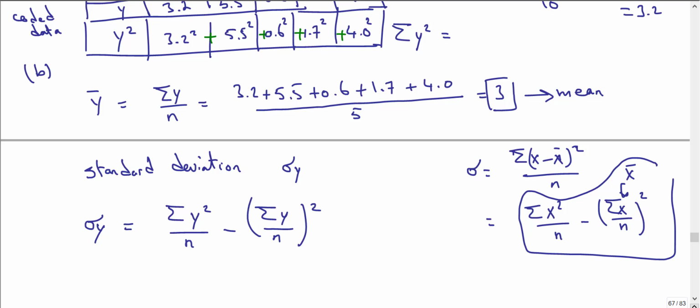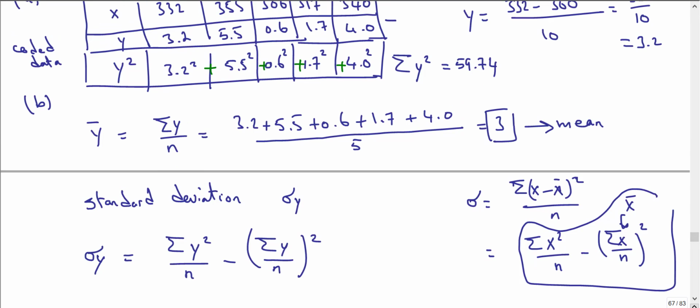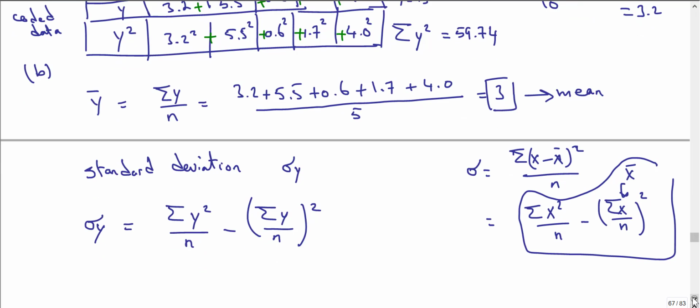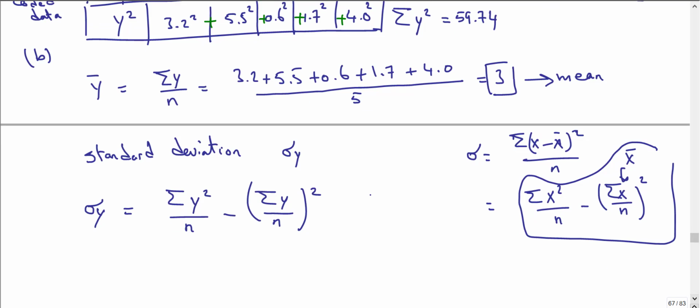Are you following? If you do this, you will get 59.74. And also find sigma y, the row before it. Add them up for the coded data. If you do this, you will see that sigma y is 15. Now we substitute in the rule.